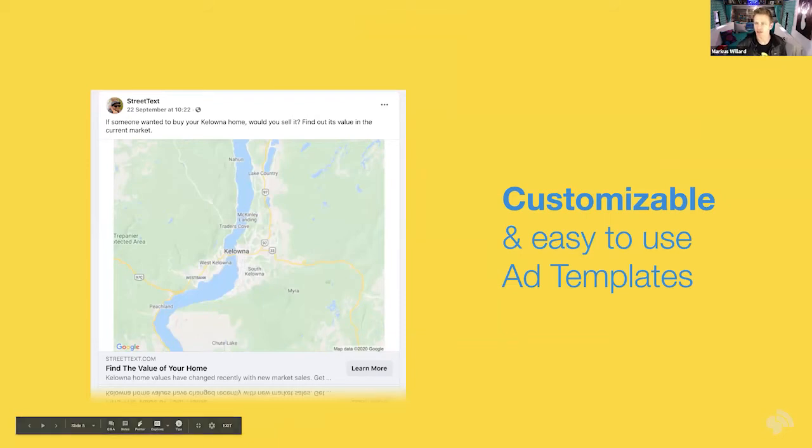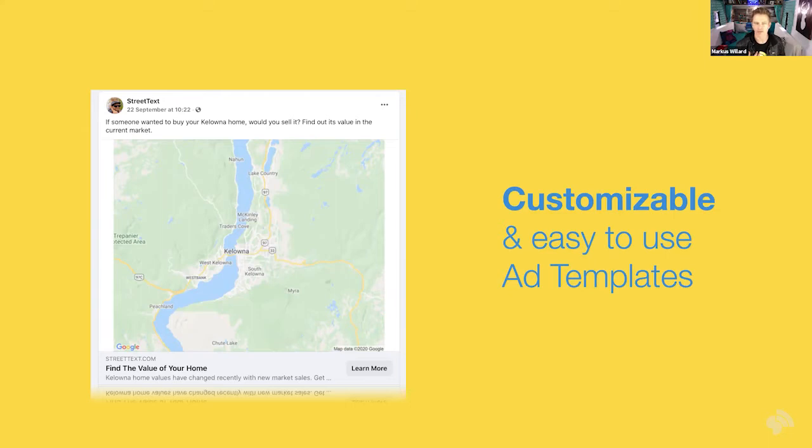It's going to say something along the lines of, if someone were to buy your home, would you sell it? Find its value in the current market. Now we throw in some emojis. We can make it a satellite image, a map image, or even terrain. The ratios are so high because of the congruency between the ad image and the landing pages, and it doesn't feel like the salesy, markety, typical real estate ad with a home on it. That's why I think it works so well.